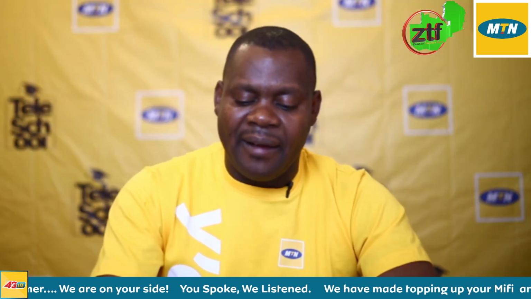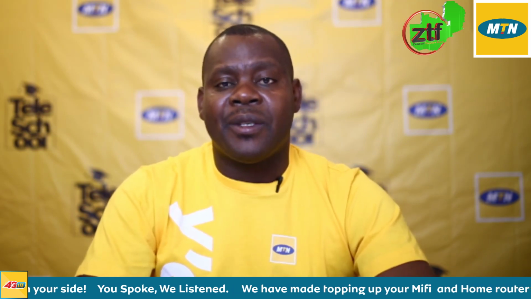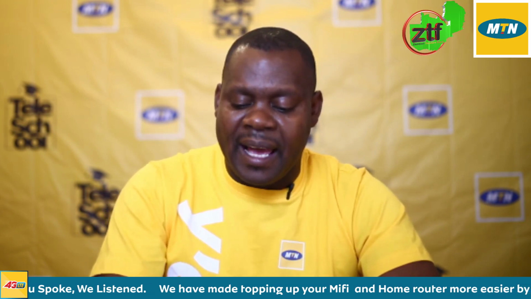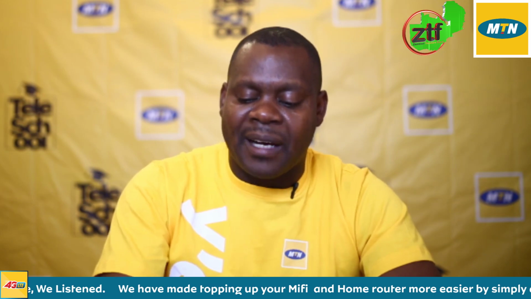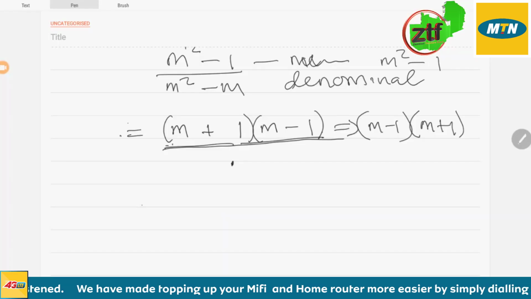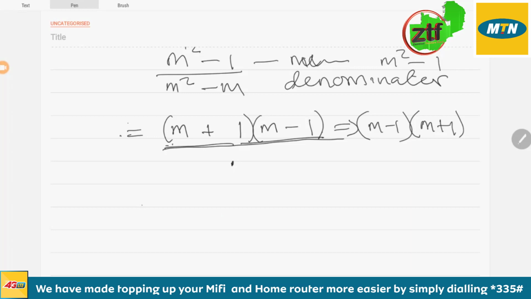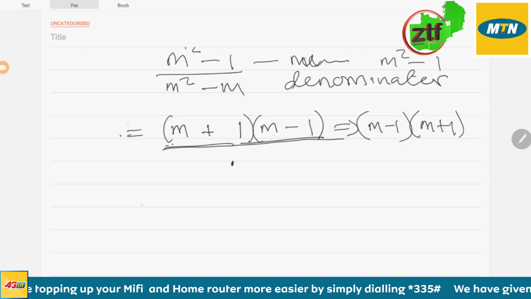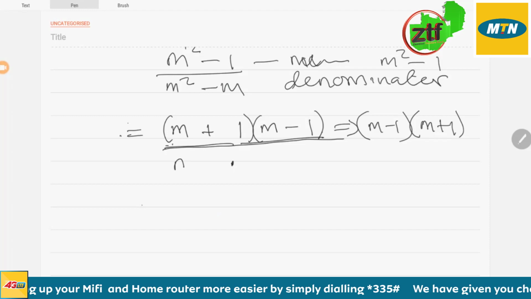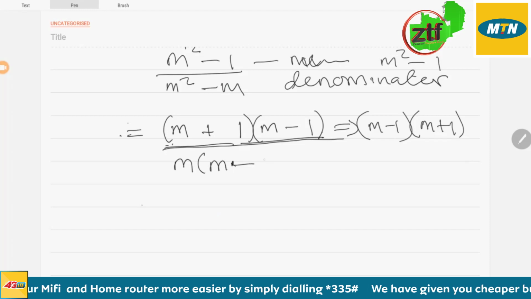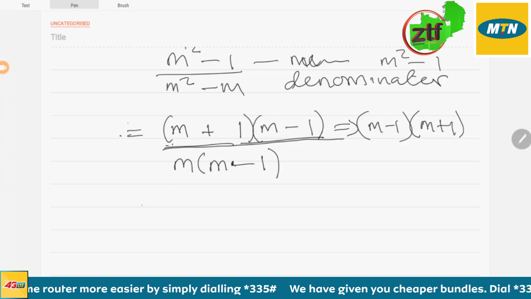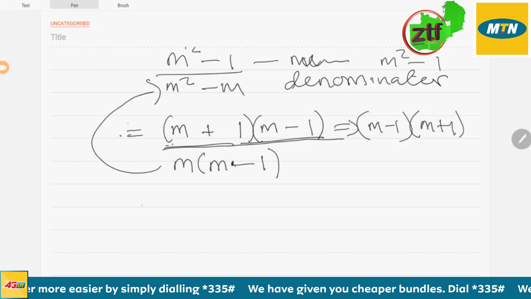So for now, we have it that m squared minus 1, when factorized using difference of two squares, we obtain m plus 1, then m minus 1. Now we need to factorize the denominator of this fraction. The denominator of this fraction is m squared minus m. So factorizing it, we have m, then m minus 1. If we expand the two, this and this, we are going to end up getting this denominator.